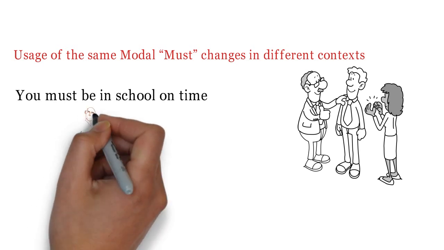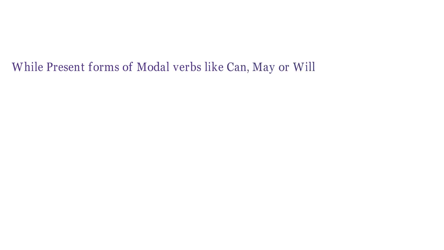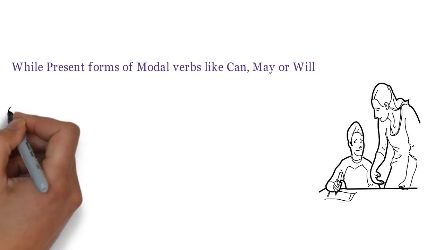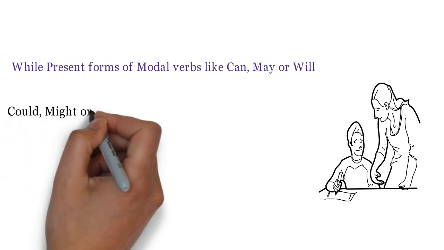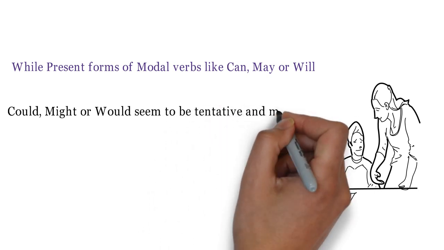The speakers with English as their first language tend to understand the usage of the modal verbs naturally, while present forms of modal verbs like can, may, or will are usually more direct and express more certainty, their past forms such as could, might, or would seem to be tentative and more uncertain.